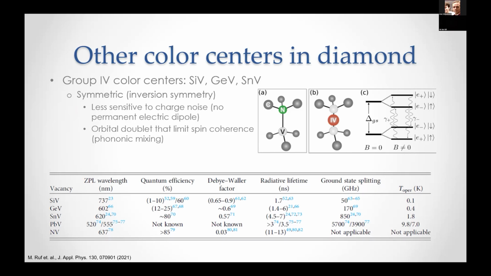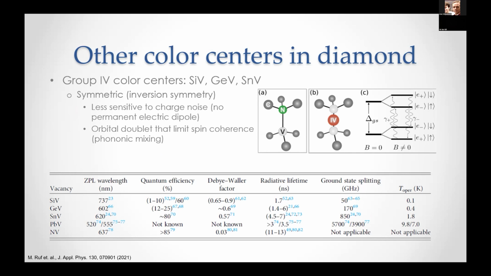The energy difference between the states. Thank you. The energy difference between these orbitals, and you can see this ground state splitting here. The bigger the ground state splitting, the higher the temperature that you can work with. Okay? So silicon vacancies have about 50 gigahertz, so very low temperature. And as you go to heavier and heavier defects, this splitting grows and you can work at higher temperature.